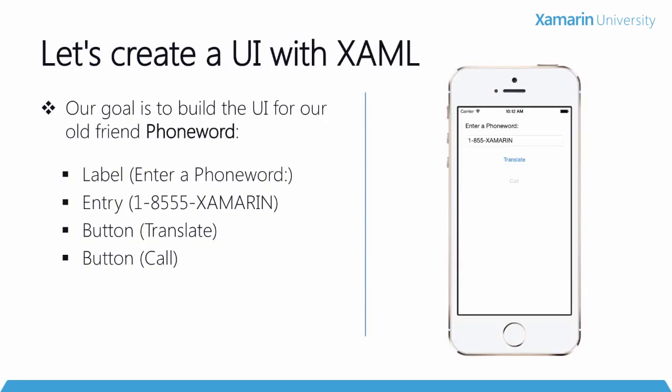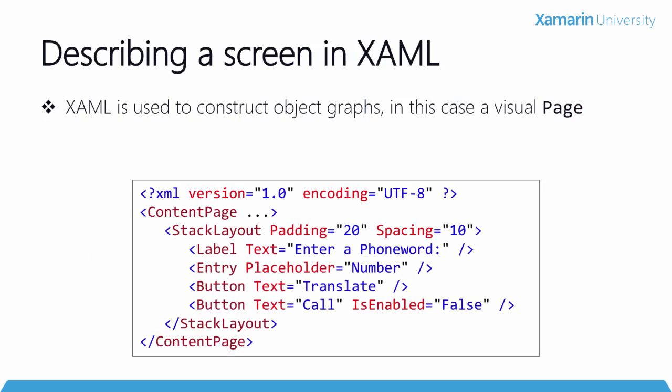Okay, so let's look at some XAML by describing a UI that we're all familiar with, PhoneWord. This has four controls in the UI. We have a label, so we can enter the phone word. We have an entry, which is where we're going to type. And then we have two buttons, one for translate and one for call. Let's cover the points that you need to know. Again, if you've done XAML programming before, then this works exactly the same way.